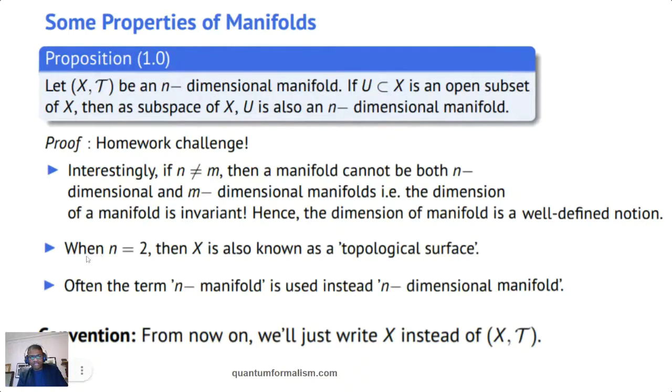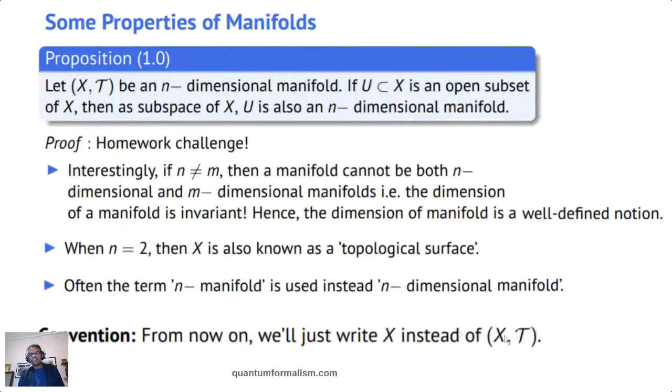Another thing I want to comment on is that in textbooks, when n equals 2, you normally call the manifold a topological surface, for instance. Also, the term n-manifold is often used instead of n-dimensional manifold, because obviously this is very wordy. So when you see 2-manifold, 1-manifold, 3-manifold, 4-manifold, all it means is n-dimensional manifold.